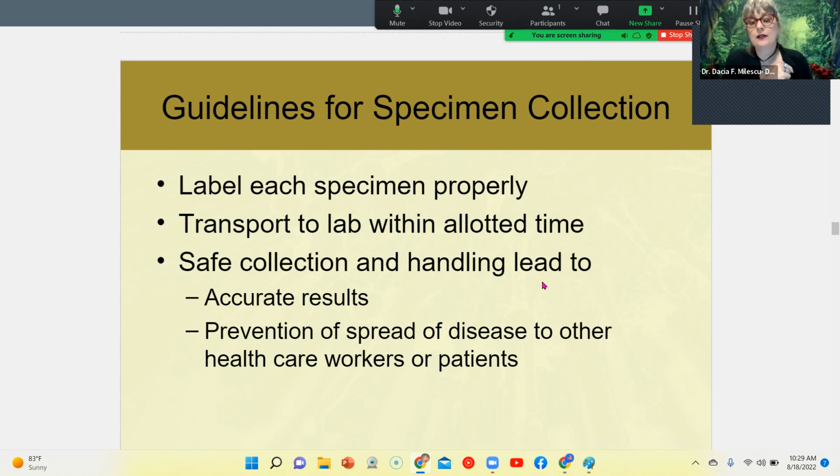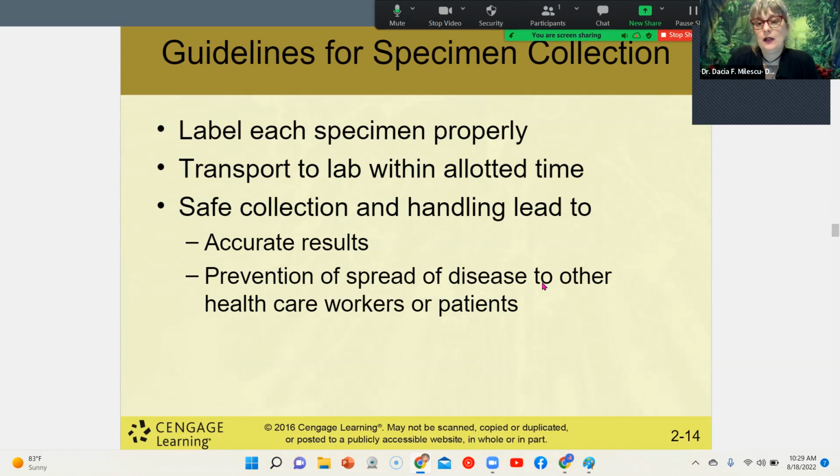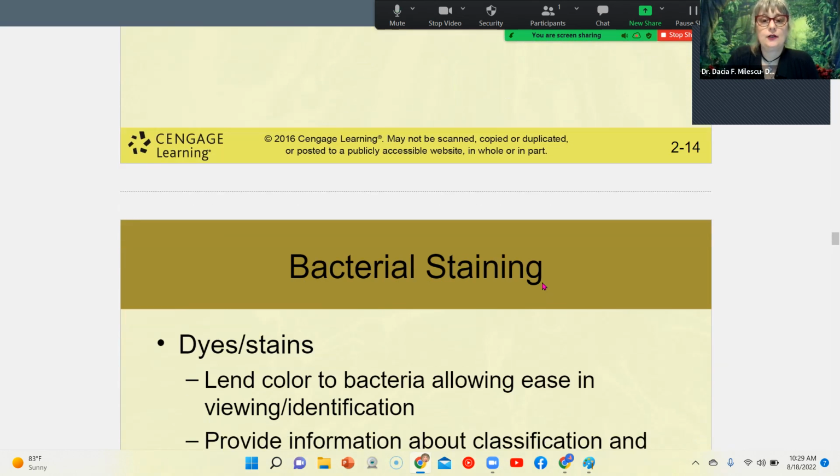Also, prevention of the spread of the particular disease to other healthcare workers or patients. Make sure you wash your hands and make sure you're gloved. All of these things are super important when you're doing a wound culture. There are also blood cultures that we do. So there's a lot to think about when it comes to medical microbiology.